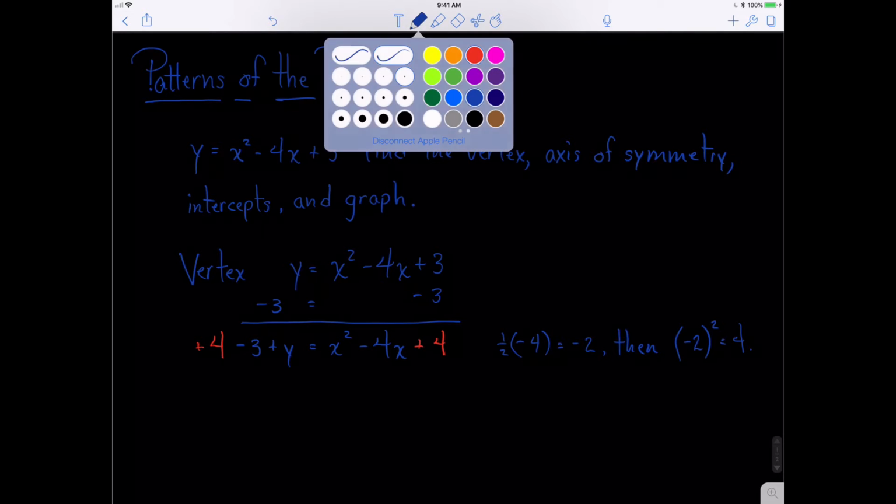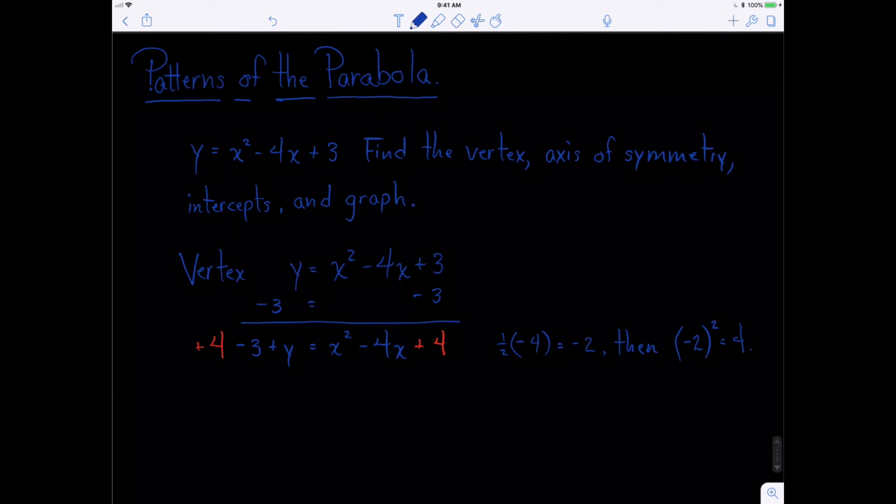And so now we can clean up what we've got. On the left-hand side, I have 4 minus 3. I can write that as 1 plus y equals, and we know that adding that 4 created the perfect square, so I write this as x minus 2 quantity squared. My next step is I bring the 1 back to the right-hand side of the equation. So I have y equals x minus 2 squared minus 1.